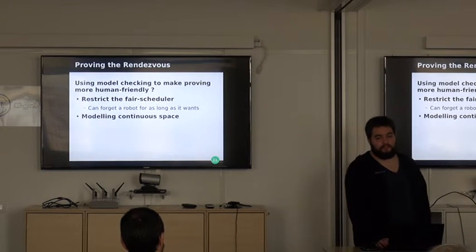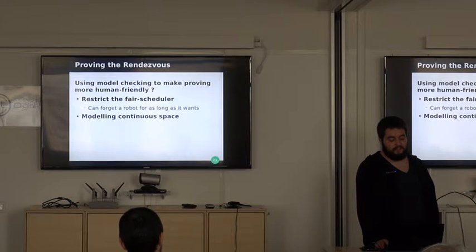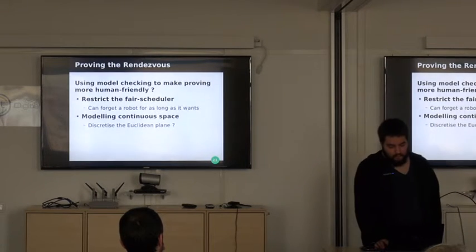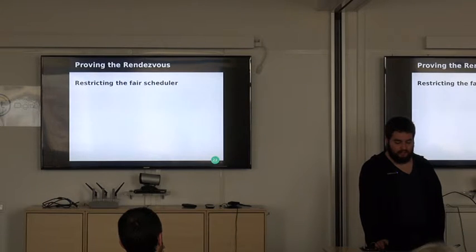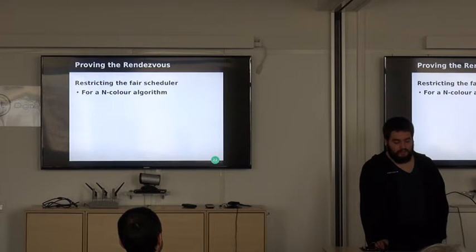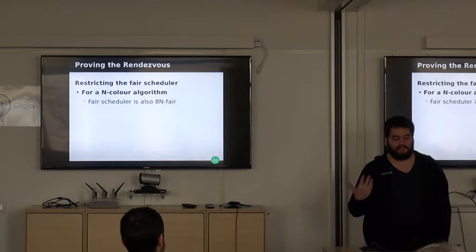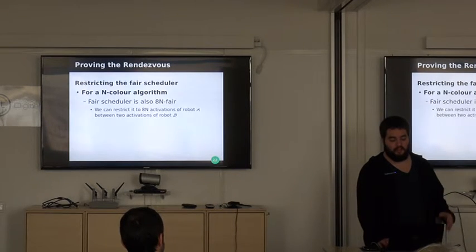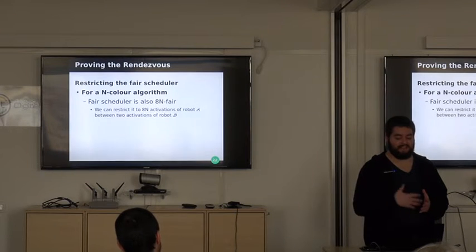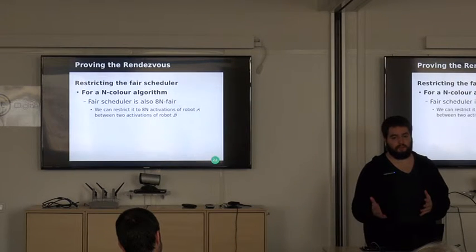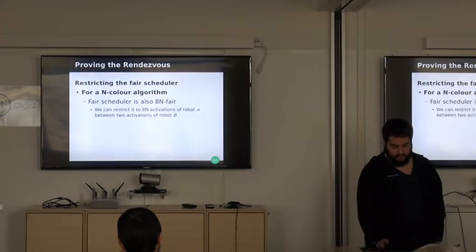Otherwise, the number of states we have to explore with the model checker could get arbitrarily large. The other problem is that we are trying to model continuous space. So the 2D Euclidean plane needs to be discretized at some point because we cannot model a plane using a computer. So for the first point, we realized that for an n-color algorithm, essentially the fair scheduler can be modeled as an 8n fair scheduler, meaning we can restrict it to have only 8n activations of a robot between 2 activations of the other robot, which we actually proved in the paper.